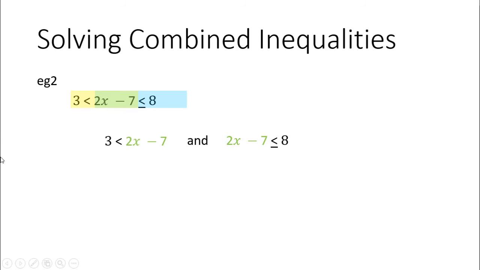So starting with the one over on the left-hand side, I want the x on its own. x is being multiplied by 2 and 7 is taken away from it. So first I will move the 7. Opposite of minus 7, I plus it. And then I want the x by itself. I need to get rid of the 2. The 2 is multiplying, so I will divide by 2.